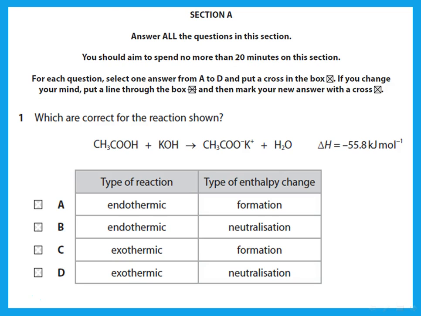He gives you a reaction with a delta H that is negative, and he's asking, first of all, is it endothermic or exothermic? You have to remember that when delta H is a negative number, that means the reaction is exothermic. Now, what type of reaction is this? What type of enthalpy change is this? This is a reaction between an acid and a base to give salts plus water. So this is delta H of neutralization.